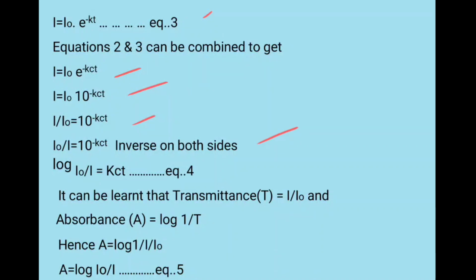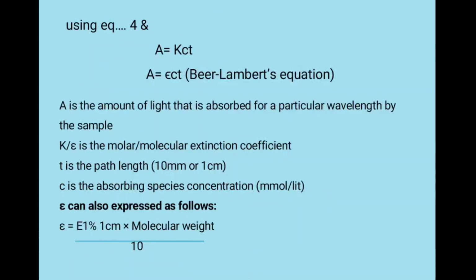Taking log on both sides, you will get equation 4, that is log I naught by I is equal to kCt. It can be learned that transmittance T is equal to I by I naught and absorbance A is equal to log 1 by T. Hence, we can write absorbance as A is equal to log 1 by T. And finally, we can get absorbance is equal to log I naught by I. Using equations 4 and 5, we will get A is equal to kCt.